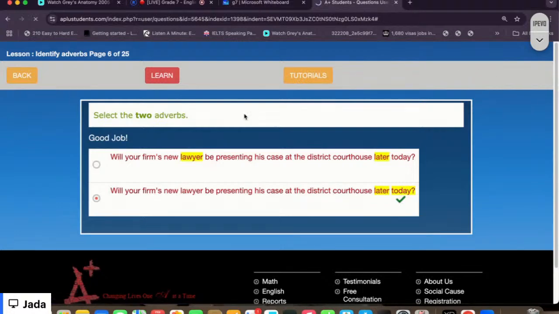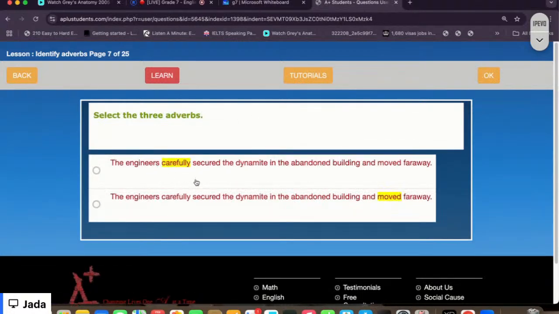Okay, so the second one. All right, we have: the engineers carefully secured the dynamite in the abandoned building and moved far away. So, what are the three adverbs here?